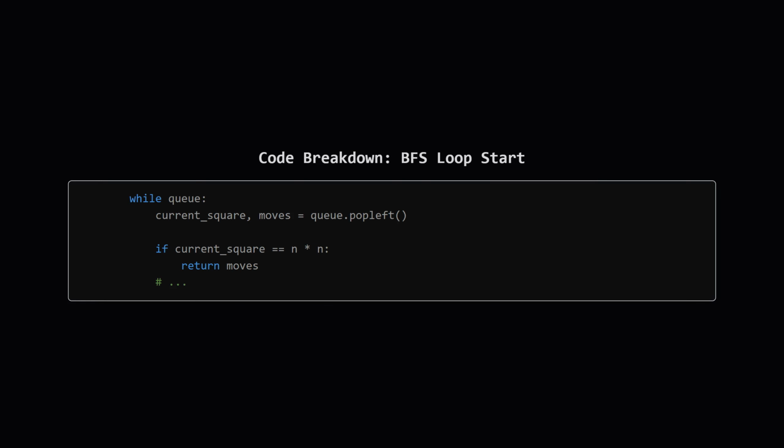Now for the main part of the BFS, the loop. This while queue means, as long as there's something in our waiting line, keep going. Inside the loop, we take out the next item from the front of the queue. Using this gives us the current square we're on, and the number of moves it took to get there. The very first thing we check is, have we reached the target? If our current square is equal to n squared, which is the number of the very last square on the board, then we're done. We found a path, and because BFS explores layer by layer, we know this is the shortest path in terms of moves, so we just return the count.